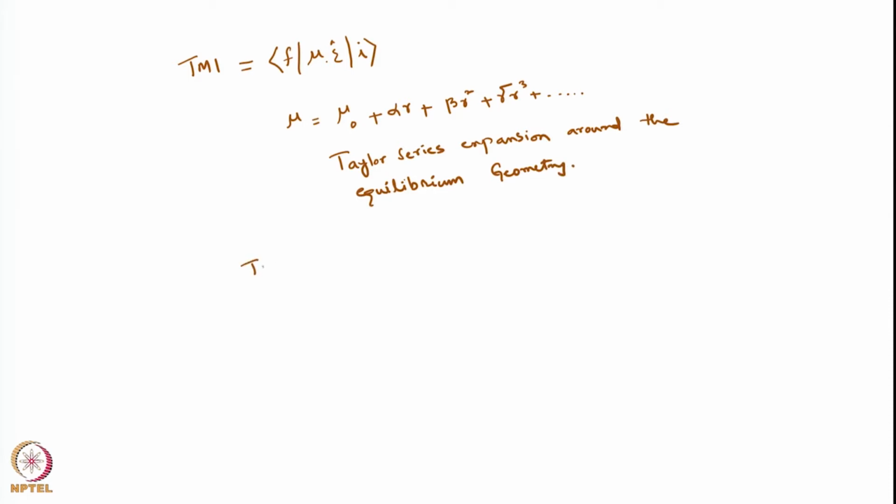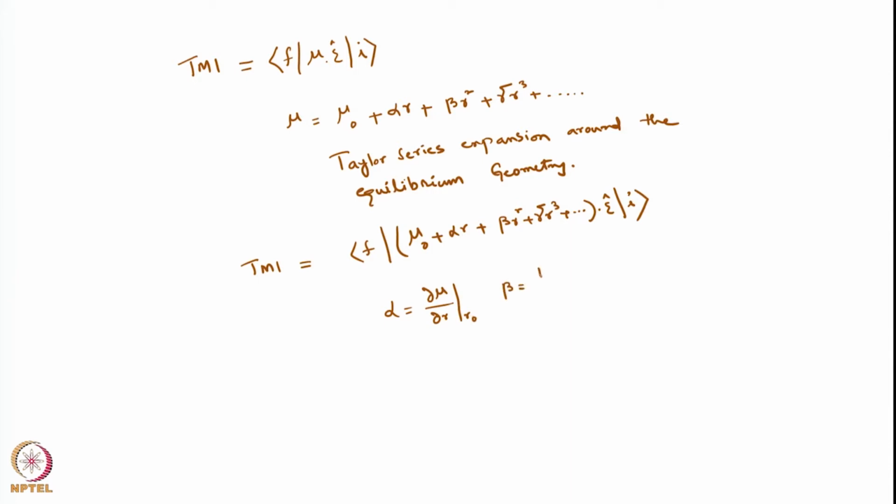Therefore, your TMI will now become ⟨f|(μ naught plus αr plus βr² plus γr³ plus etc.)·ε|i⟩, where α is nothing but dμ/dr evaluated at r naught, and β is nothing but half d²μ/dr² evaluated at r naught, and γ will be nothing but 1/6 d³μ/dr³ evaluated at r naught. These are the coefficients.